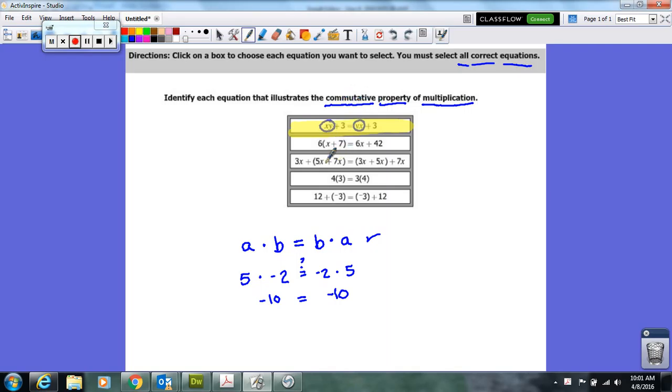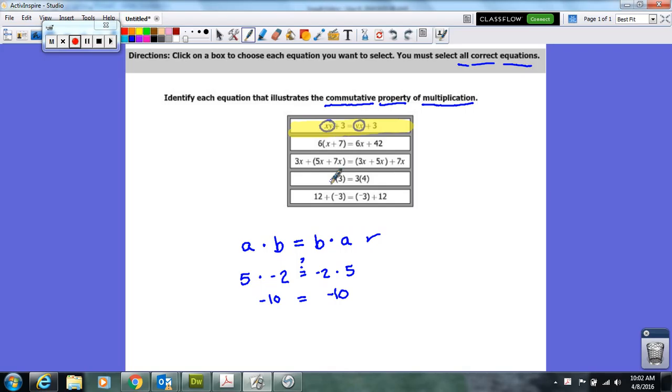This next one indicates we have 3x being added to the quantity 5x plus 7x, and they're saying that's the same as the quantity 3x plus 5x being added to 7x. Essentially they're saying if you add these two things together and then add this one afterwards, that's the same thing as adding these two together and then adding this one afterwards. Now that looks kind of like a commutative property, not for multiplication, but perhaps addition. But this is actually the associative property for addition. Again, we're not looking for the associative property, we're looking for the commutative property for multiplication. I don't even see much multiplication in there, so that one's not an answer.